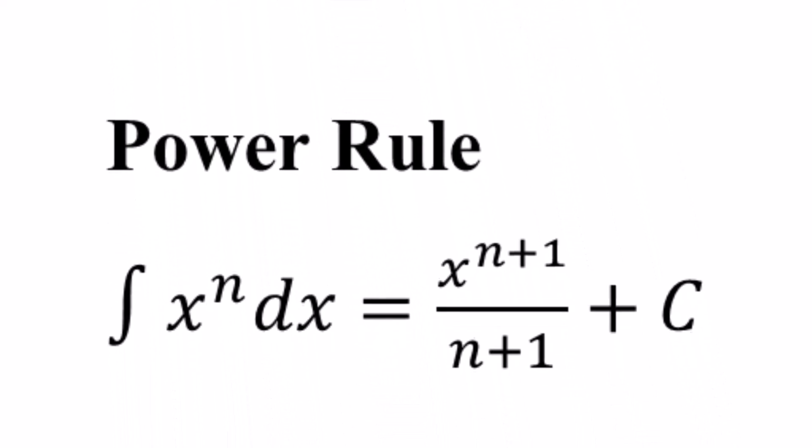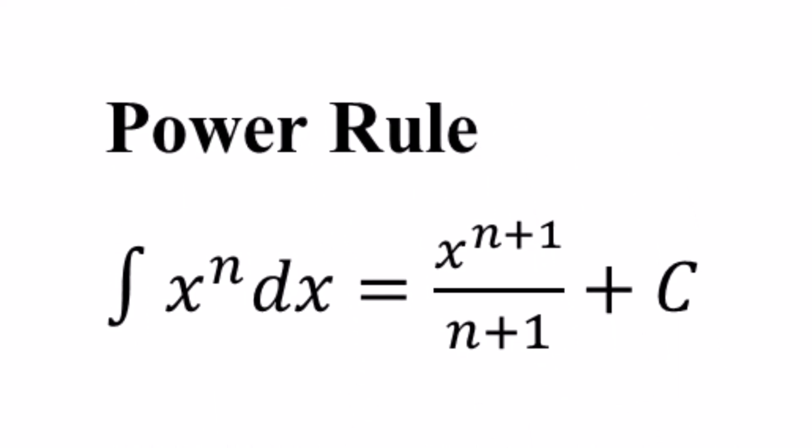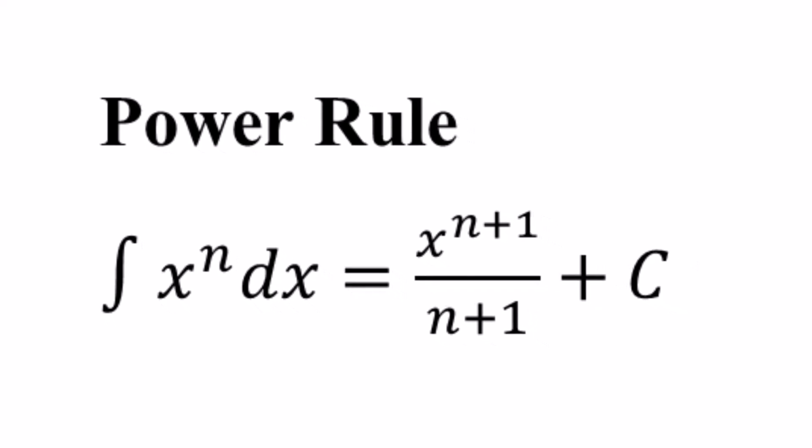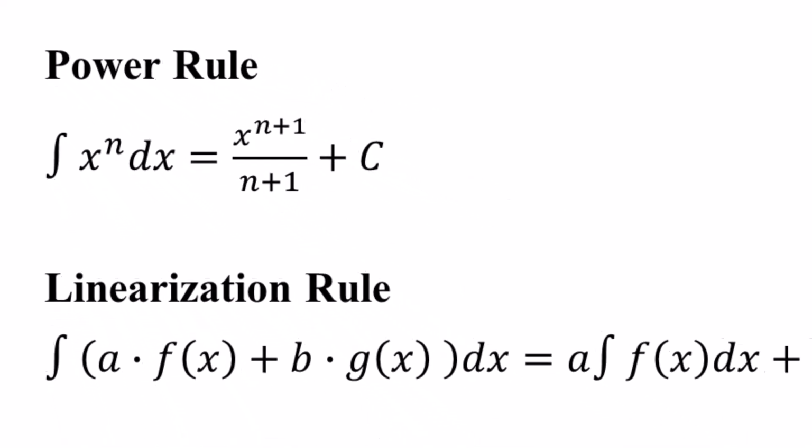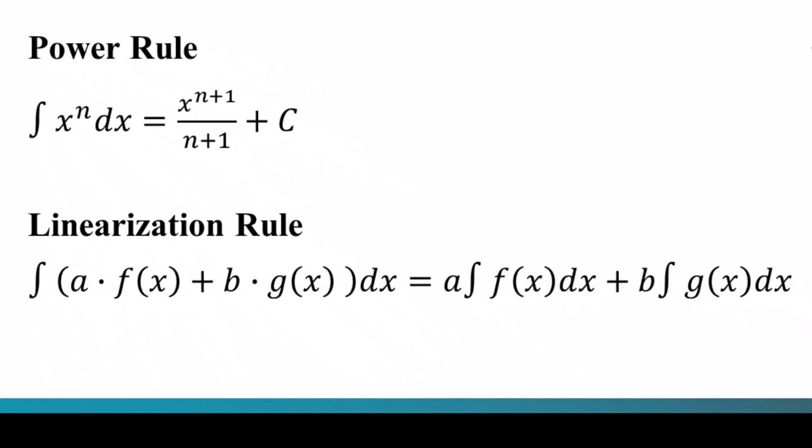In the power rule, when we integrate x to the nth power, we're going to add 1 to the exponent to get x to the n plus 1, and we get that n plus 1 also in the denominator. In the linearization rule, if we're integrating something in the form a times f of x plus b times g of x, then we're going to treat this the same way we do with derivatives. We'll just bring the a and the b along for the ride, and we will take the integral of the f of x and the integral of the g of x.